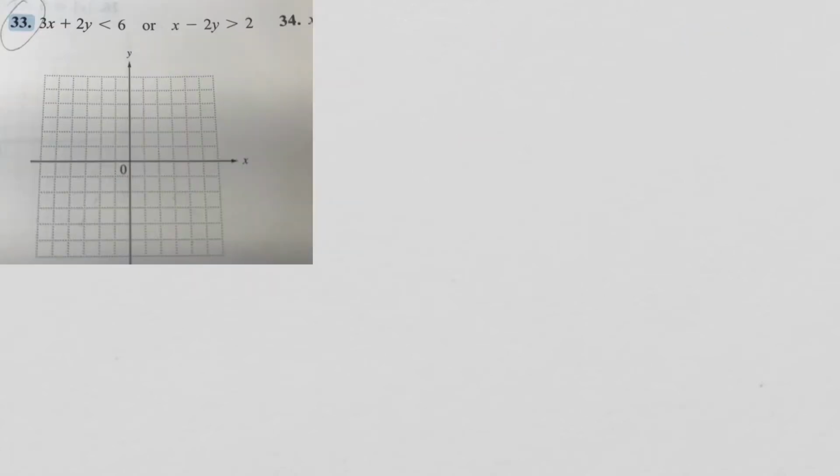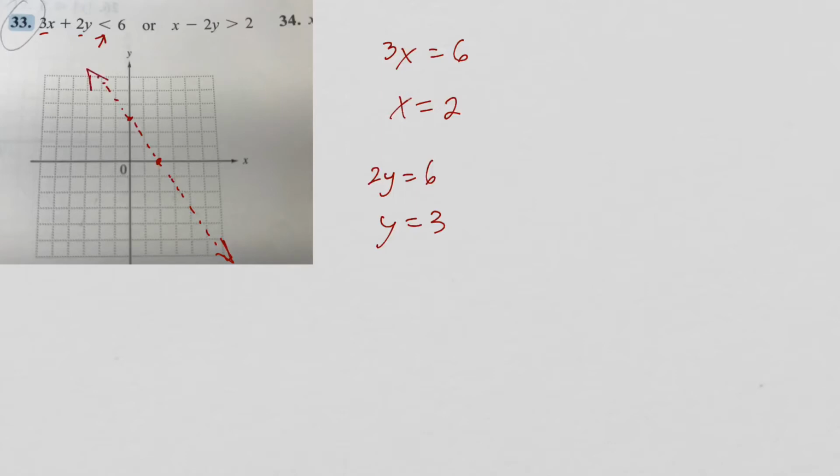Okay, for number 33, because 3 and 2 both go into 6, I'm going to use the intercept method. So the x-intercept, I have 3x is equal to 6, so x is equal to 2. And I have 2y is equal to 6, so y is equal to 3. This is a dashed line, and it's a less than, and the y is positive, so I'm shading above this line. Now this is an OR, so I am going to be shading everything. Just to be able to see it better, I'll wait to shade the other one.